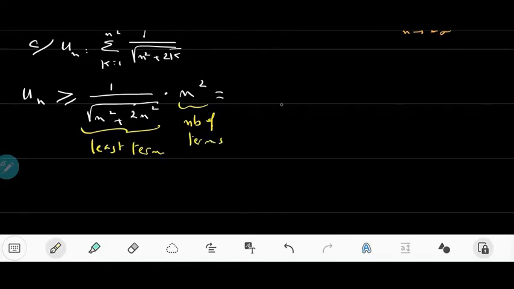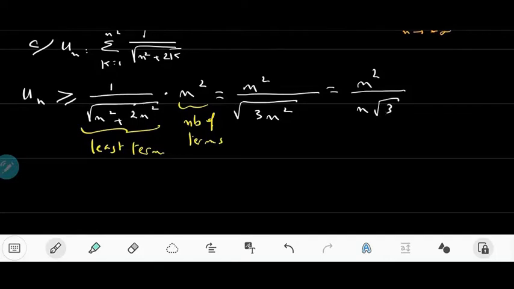So this is equal to n squared over the square root of 3n squared, which is equal to n squared over n radical 3, which is n over radical 3. And this term goes to plus infinity when n tends to plus infinity. So we proved that un is greater than something that goes to plus infinity.